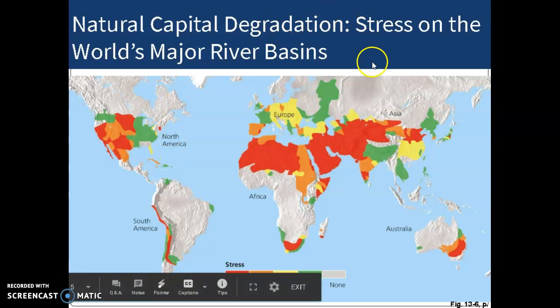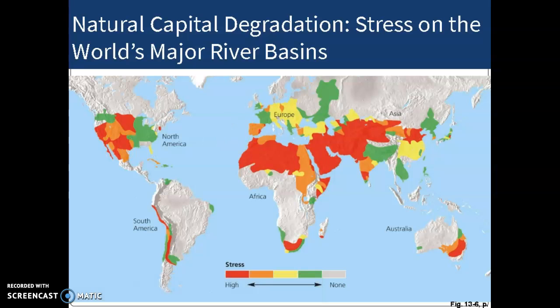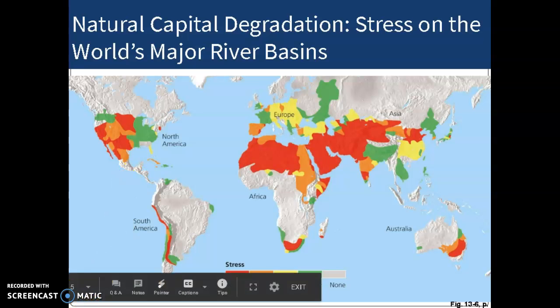Here, natural capital degradation, stress on the world's major river basins. Again, you can see this infographic. The place where we have overused the water, redistributed it in an unnatural way, whatever the case may be. The red is the areas that have high stress, and then moderate to little to no stress in the green and the white. These are areas that were already kind of desert-like anyway, and then we've made it worse. The way we redistribute the water from how it flows naturally is part of the problem, the dams.